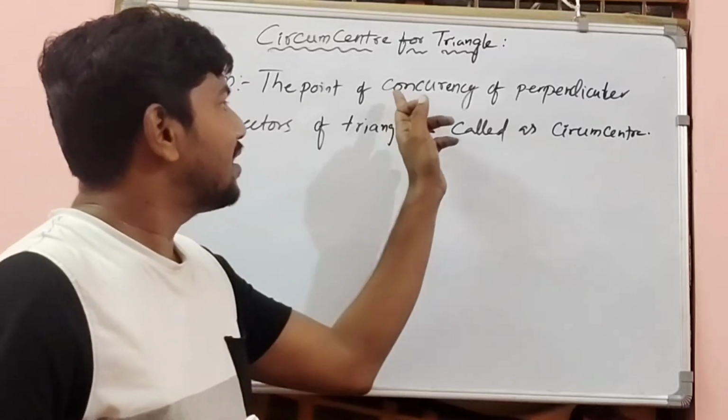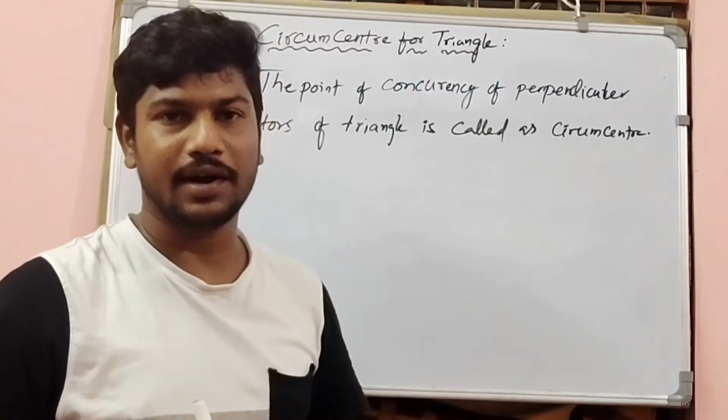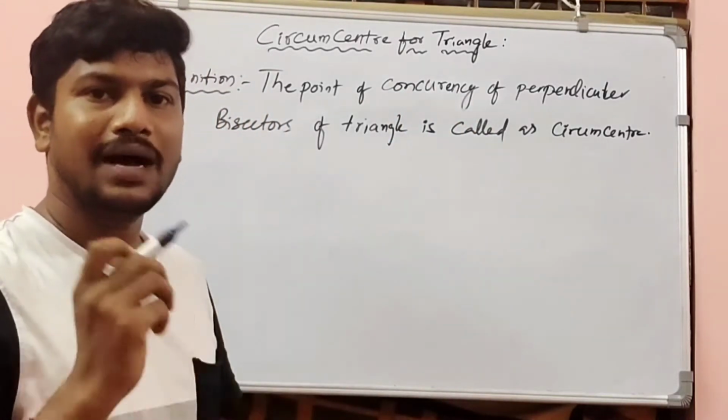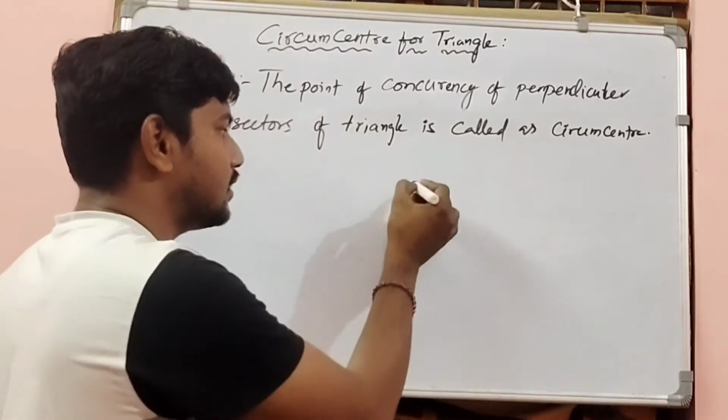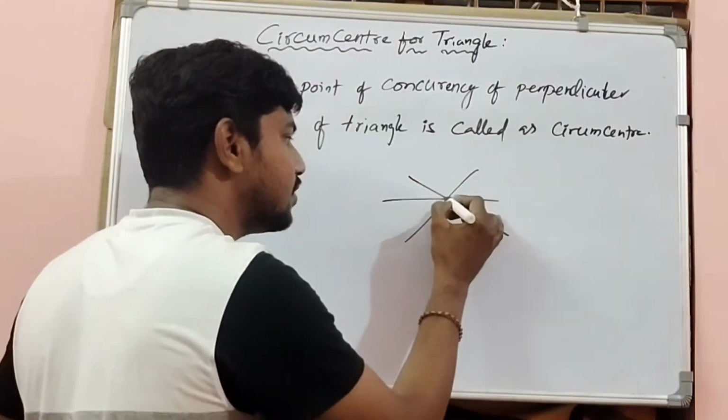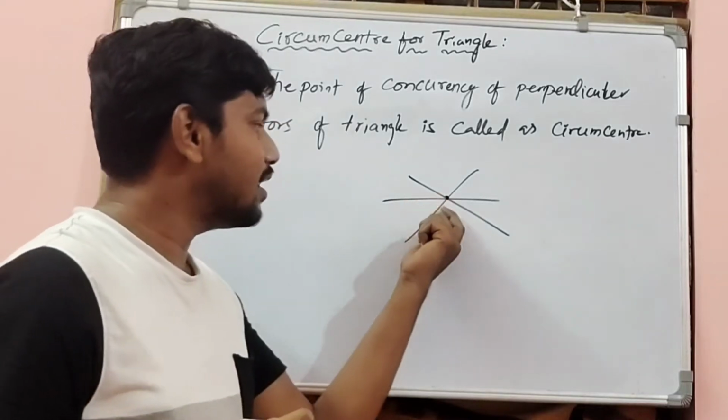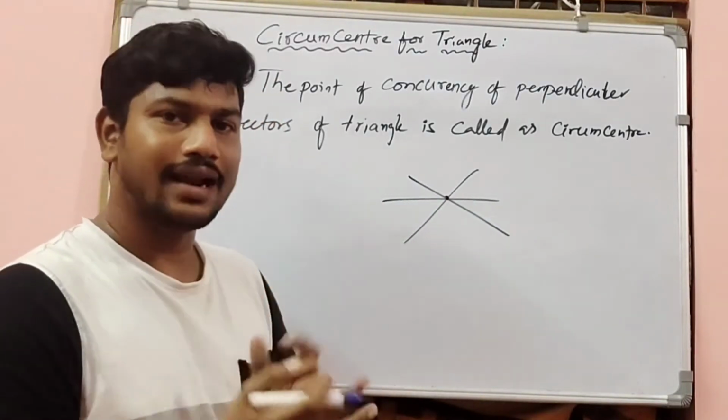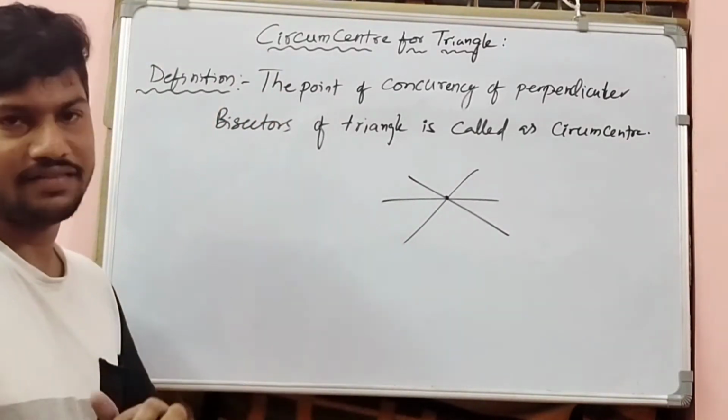We need to know what a concurrent point is. What is the concurrent point? It means a minimum of 3 lines passing through a single point. If a minimum of 3 lines pass through a single point, that point is called the point of concurrency. So in different triangles, it will be different.